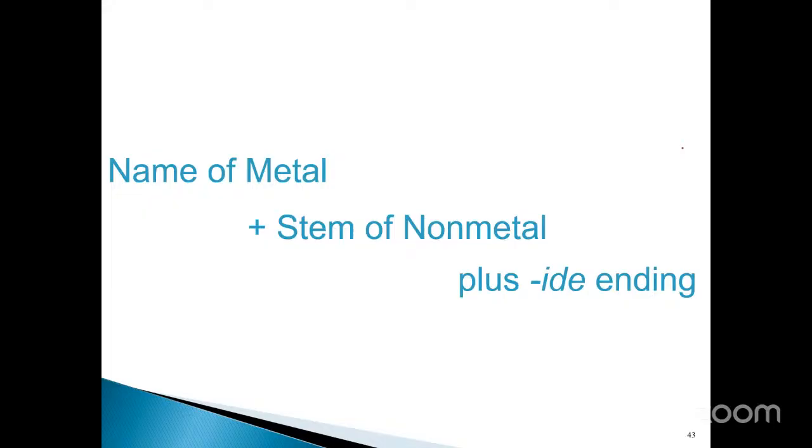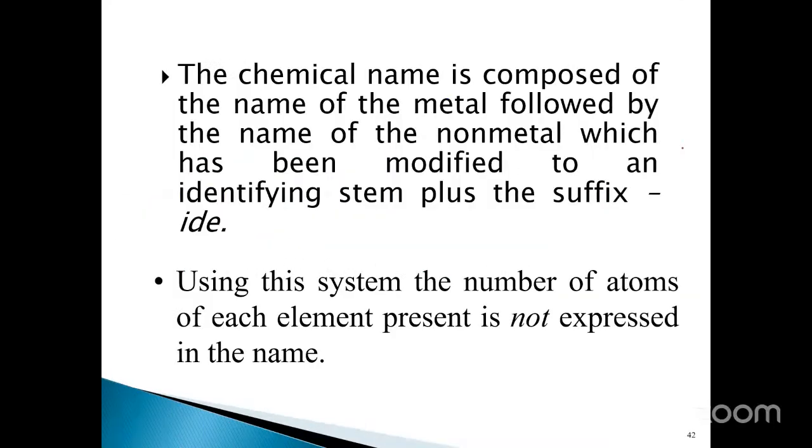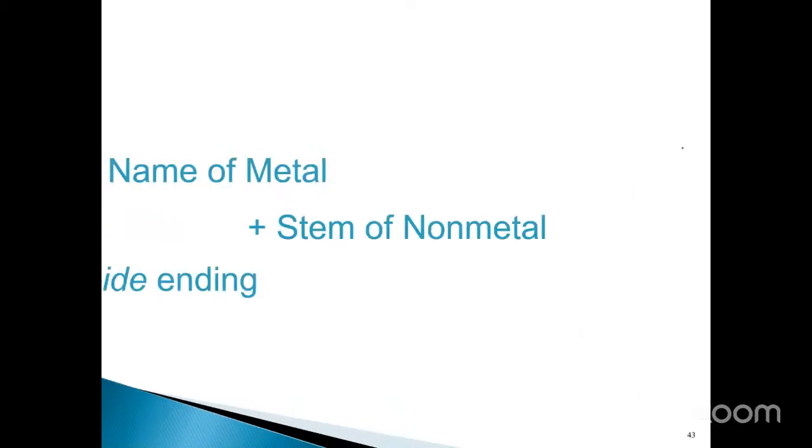And there's something that is mentioned in the slide just before this one, which says that in this system, we are not indicating the number of atoms of each element. That's very important because later on, when we're dealing with molecular compounds, you're going to see that you need to indicate the number of atoms of each element present. But in the case of ionic compounds, according to the rules set forth by IUPAC, you don't need to, or you should not indicate the number of atoms of each element present. All right, so this here is a summary.